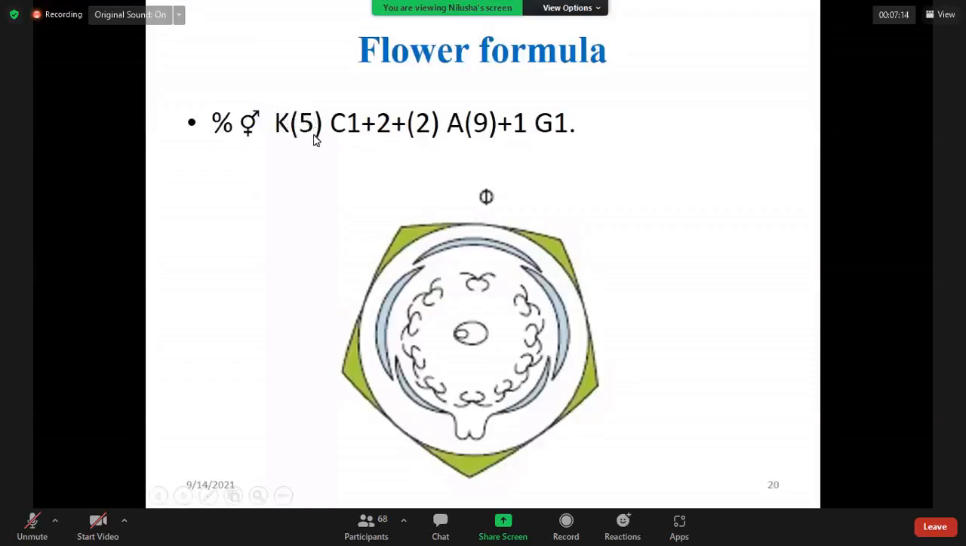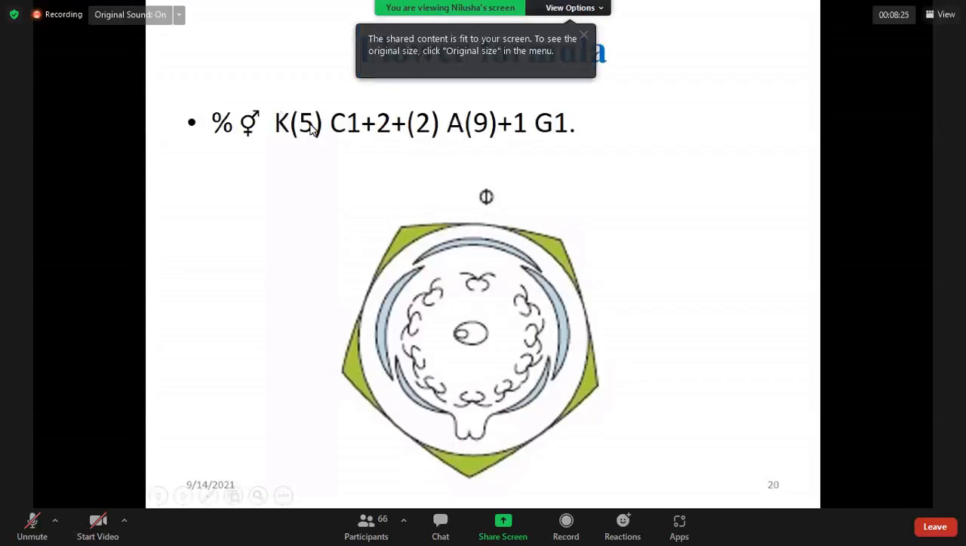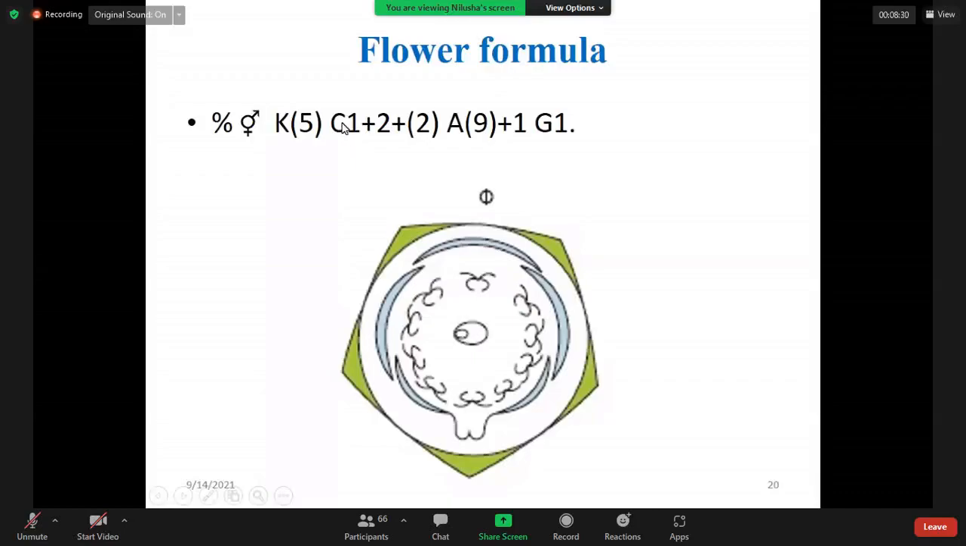Next we will see the meaning of the capital K letter and the 5 within brackets. This is called the calyx. Here 5 means the calyx. This flower has 5 sepals, and the 5 is within brackets. Next we will see the rest of the floral formula.